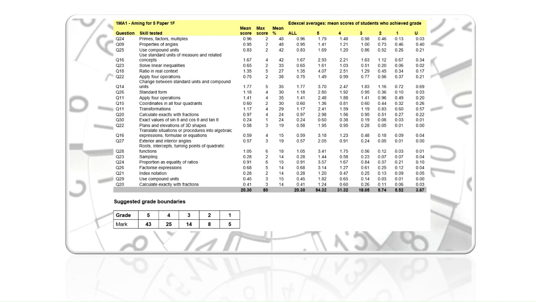This is a breakdown of all of the questions. This is actually the questions where they came from. And you've got the mean score per question, and then the average for the various grades. And they've given suggested grade boundaries. They've suggested if you can get around 53 marks on that paper, that would be a comfortable 5, which is quite low out of 80, but there we go. 25 for a 4, 14 for a 3, and so on.